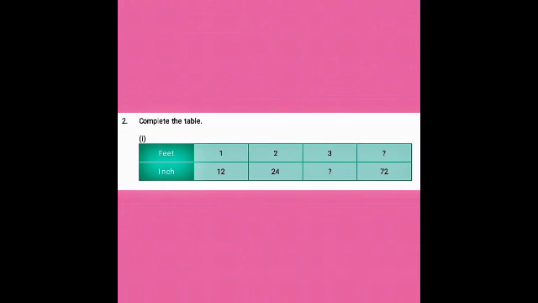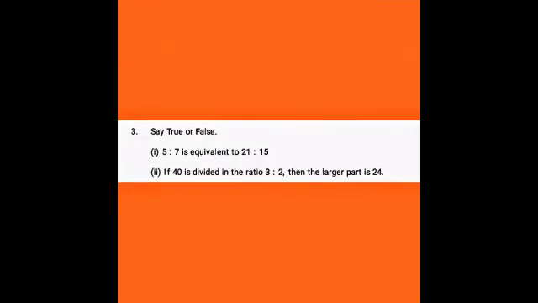The second question is your homework. Move on to the third. True or false? First question, 5 is to 7 is equivalent to 21 is to 15.